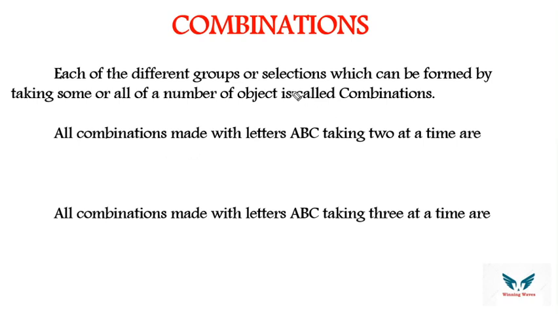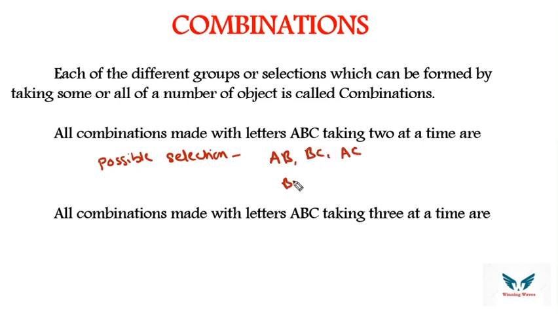Each of the different groups or selections which can be found by taking some or all number of objects is called a combination. Let us take one example: all combinations made with letters ABC taking 2 at a time. So what are the different possible selections? Possible selections: AB, BC, AC. So these are the different possible selections.